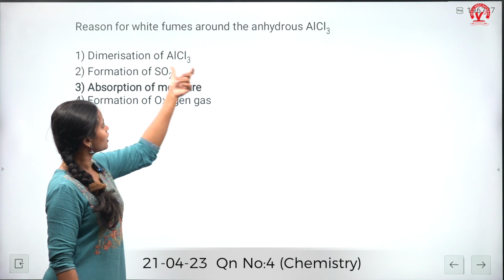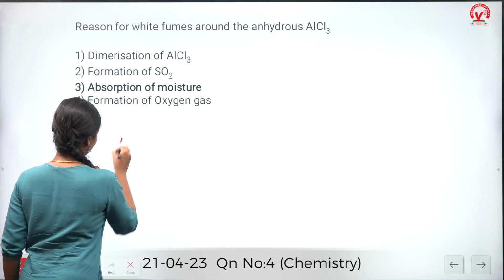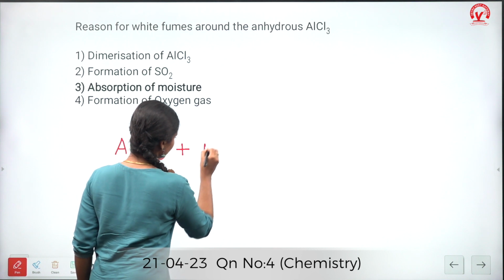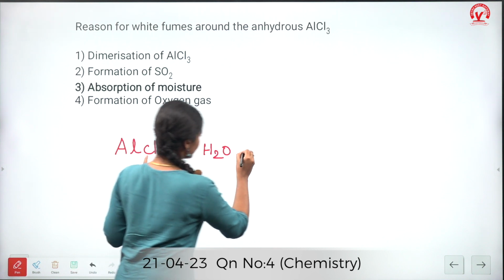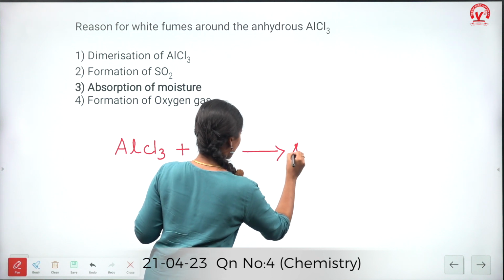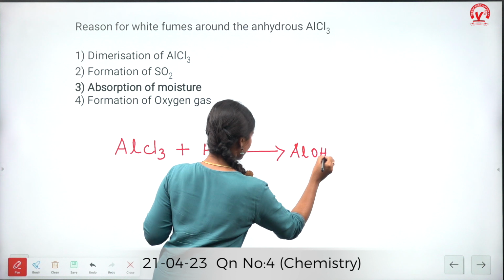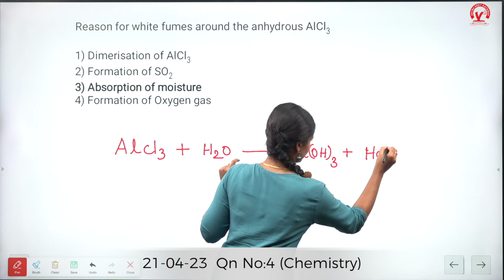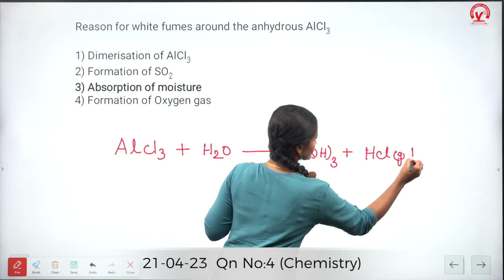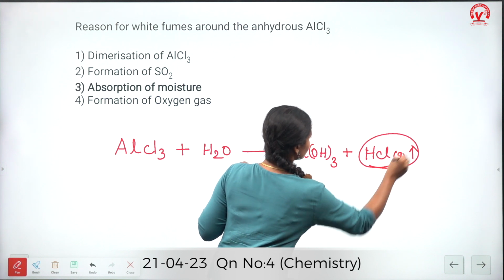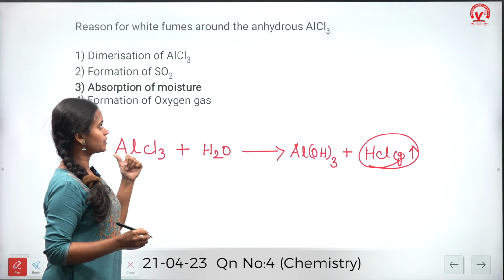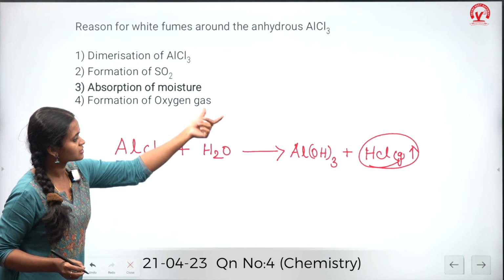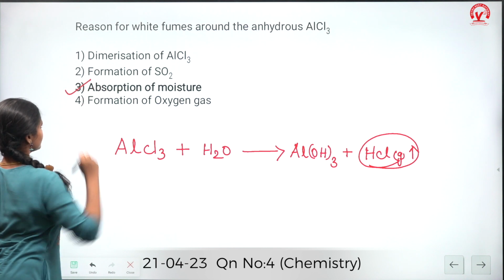Reason for white fumes around the anhydrous aluminum chloride: AlCl3 absorbs the moisture in the atmosphere, which leads to the formation of aluminum hydroxide plus HCl gas. This HCl gas is the reason for white fumes around the anhydrous aluminum chloride. So the answer is absorption of moisture, which leads to the formation of HCl gas. So the correct answer is option 3.